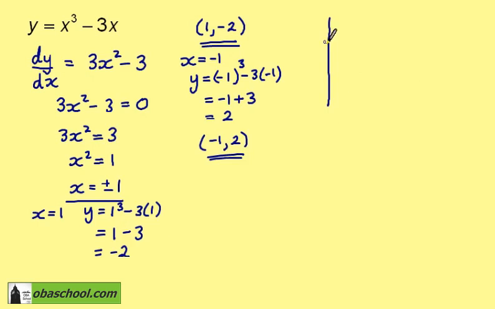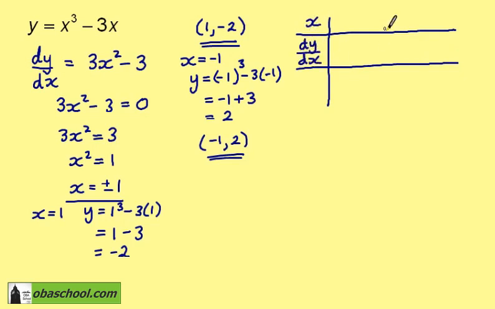We could also have investigated these turning points using the sign table, x and dy/dx. If we start by looking at the turning point when x is minus 1, a point to the left is minus 2, and a point to the right is 0. And we know that the other turning point is at 1, so there are no other turning points between minus 2 and 0 other than the one at minus 1.